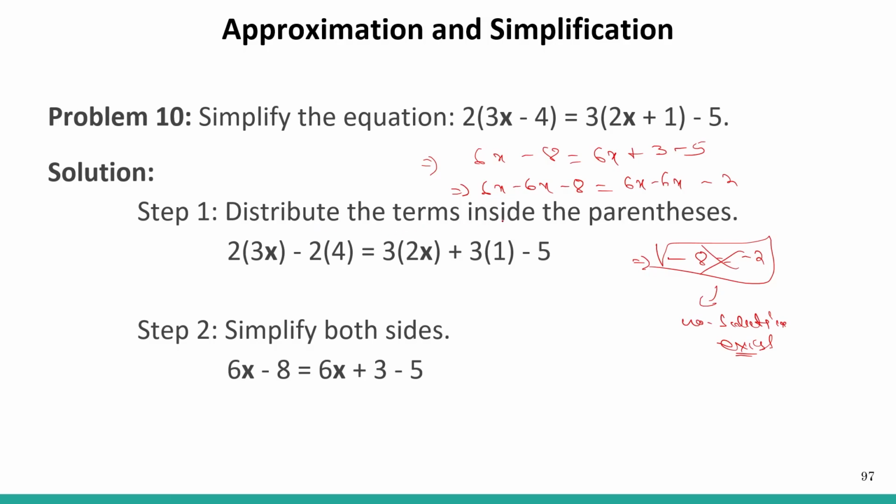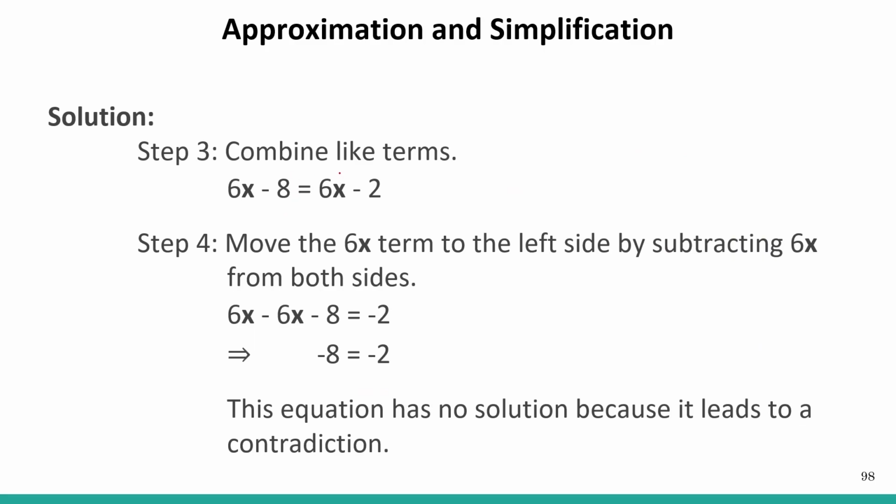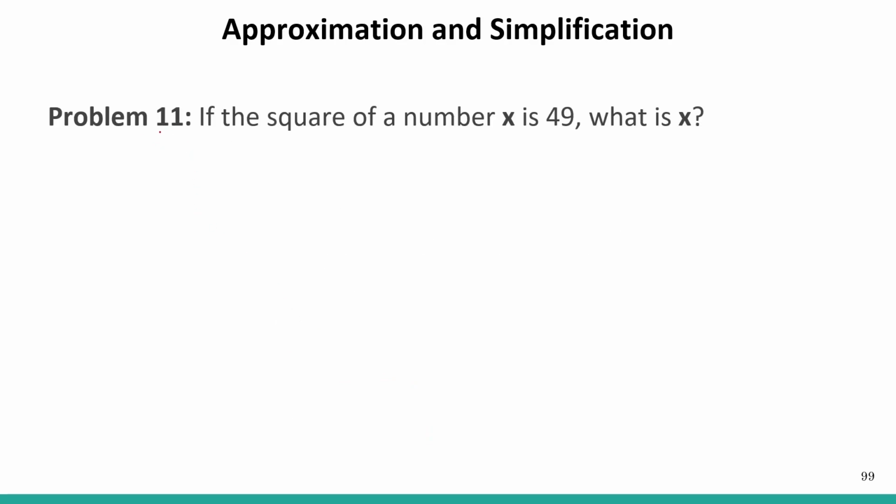So again, distributing the terms inside the parenthesis, we are left with this value, right? Combining the like terms, we are left with this. So it will be minus 8 is equal to minus 2. So there is no solution, because it leads to a contradiction or a not meaningful statement. So let's see problem number 11.